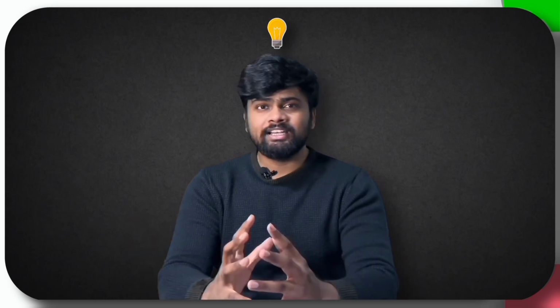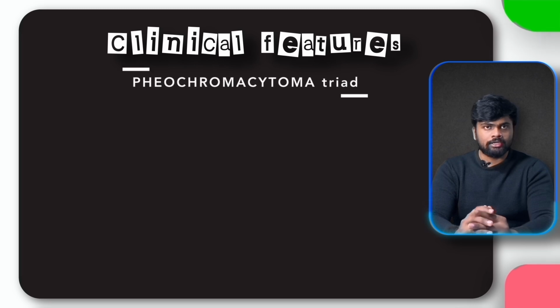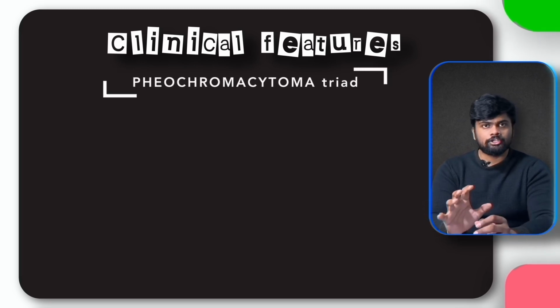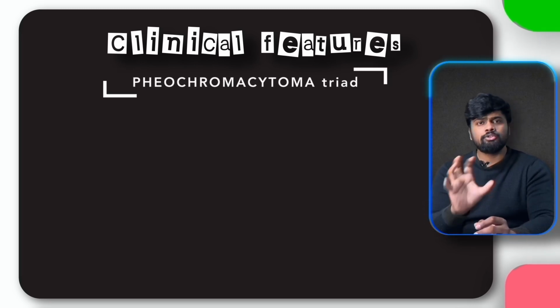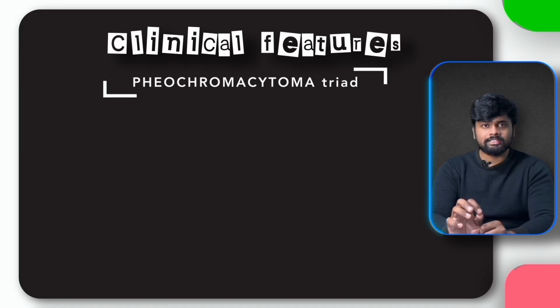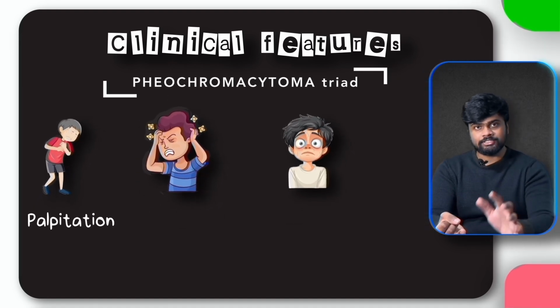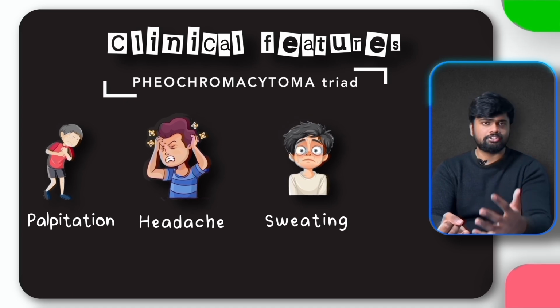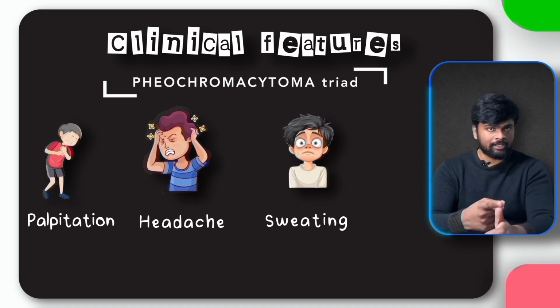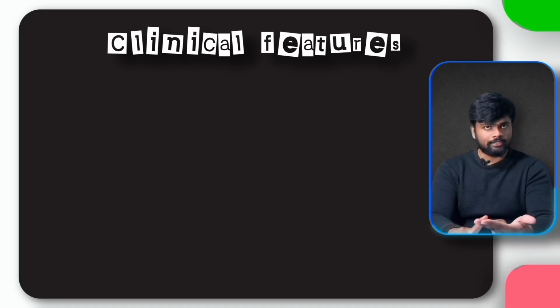Now, there are many clinical features to remember, but you have to remember two main concepts, which are called catecholamine crisis and pheochromocytoma triad. Now first, let's understand the pheochromocytoma triad. In order to understand the pheochromocytoma triad, assume there is a person who is having a heart attack. Whenever a person is having a heart attack, he has palpitation, he has sweating. Because of palpitation, there is more pumping of blood to the brain, which causes headache. So the triad consists of palpitation, sweating, headache.